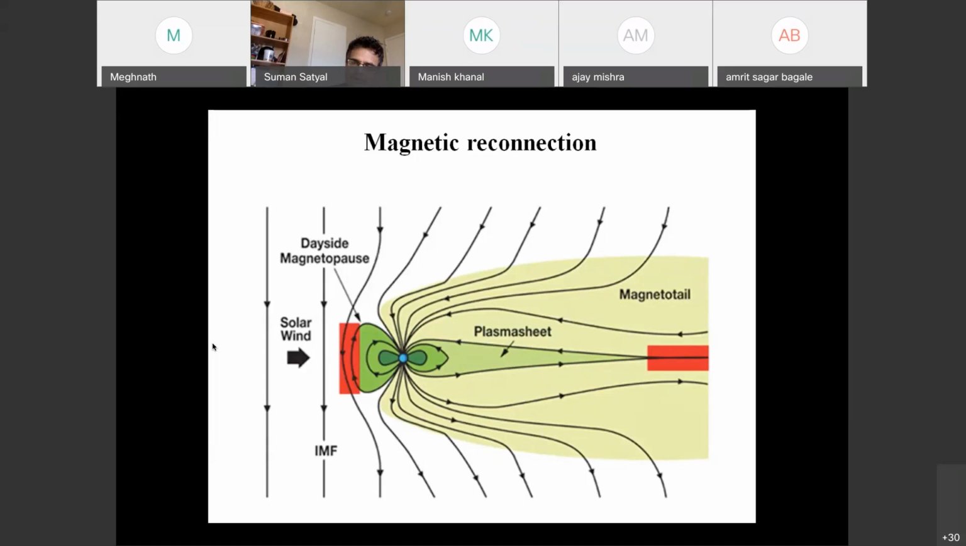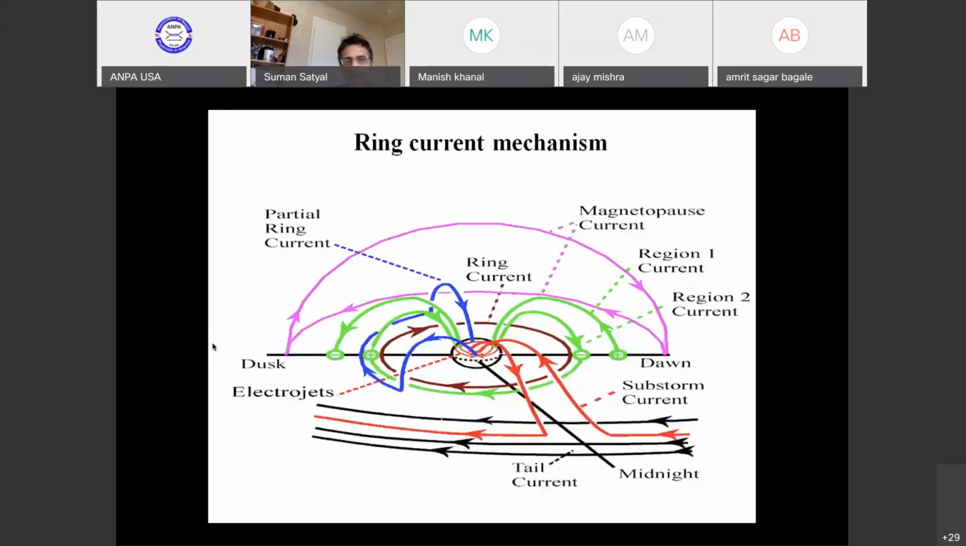Now, when there is reconnection, the magnetic field of the Earth gets cancelled by the interplanetary magnetic field. As a result, the plasma enters into the Earth's magnetosphere and produces destruction in the magnetosphere, ionosphere, as well as the systems in space and on the Earth. When the ionized particles enter the Earth's magnetosphere, they get trapped by the geomagnetic field and begin to move in a particular radius, constructing a current called the ring current, and this ring current reduces the magnetic field of the Earth.